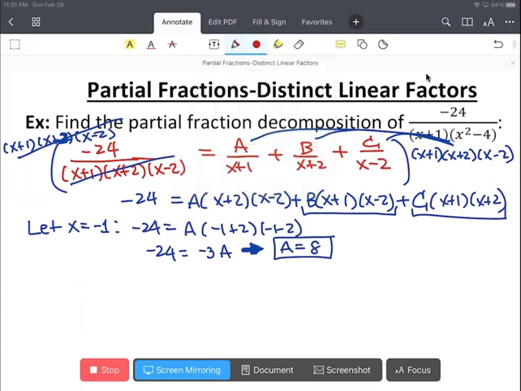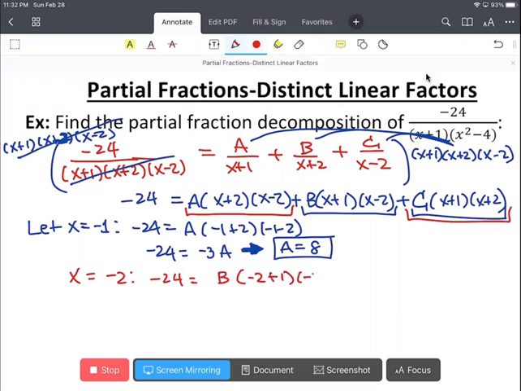So now I'm going to let x equal negative 2. Then the A term and C term go away, and I can solve for B. So we have negative 2 plus 1, negative 2 minus 2. So we have negative 1 times negative 4, which is positive 4. Divide both sides by positive 4. Then B equals negative 6.